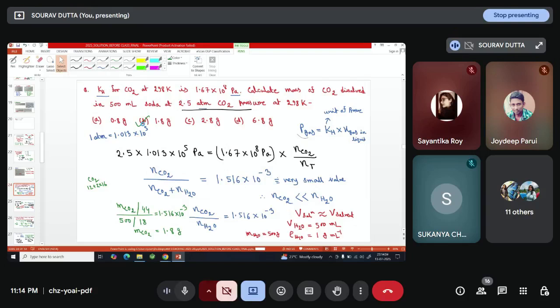In this type of question, always remember that as solubility is very, very less, you can ignore the mole number of solute with respect to the mole number of the solvent, because the solvent mole number is very, very high here.